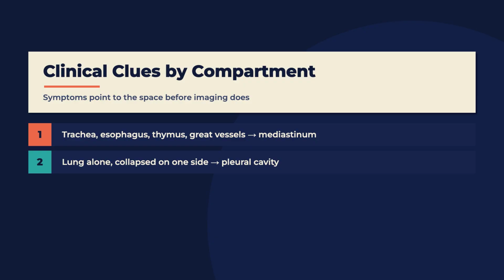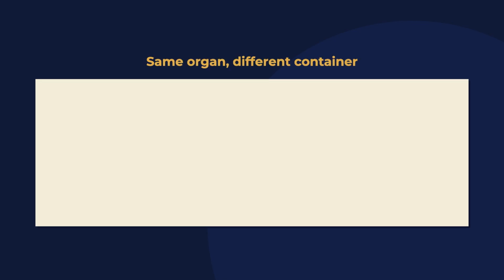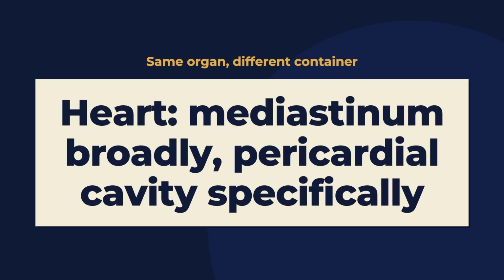Cardiac tamponade is dangerous because the pericardial space is small and enclosed, and a mediastinal mass compresses the trachea or esophagus, producing breathing or swallowing trouble. The heart technically sits in both the mediastinum and the pericardial cavity, so the surrounding detail in a question decides which answer is meant. Trachea and esophagus nearby point to the mediastinum. Fluid pressing on the heart points to the pericardial cavity.